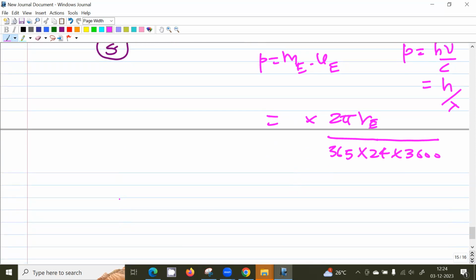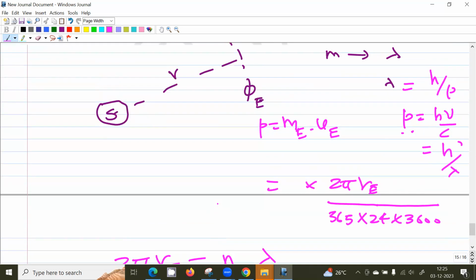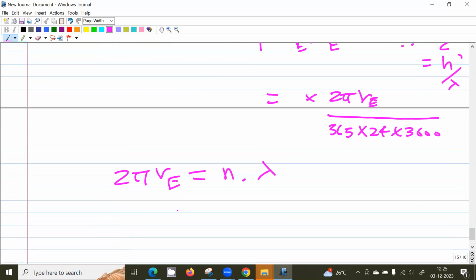So 2 pi RE should be equal to some integer multiple of the wavelength, lambda. That is the quantization condition, right? There is a wavelength corresponding to this earth, because any particle can behave like a wave. So even a massive object like the earth can behave like a wave with a particular wavelength lambda. That I can find out by knowing the momentum. Momentum I found by using this one. So once I know the momentum, I can find the lambda. And once I know the lambda, I can find n, because this RE is known.